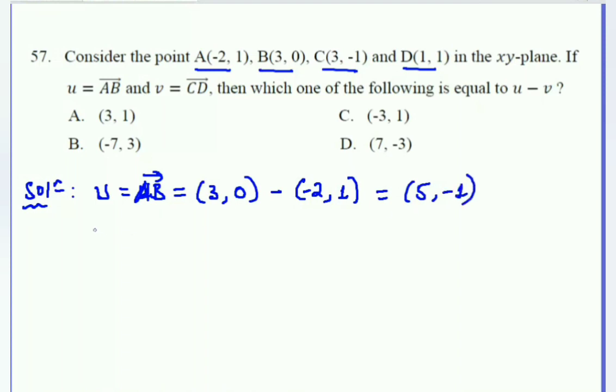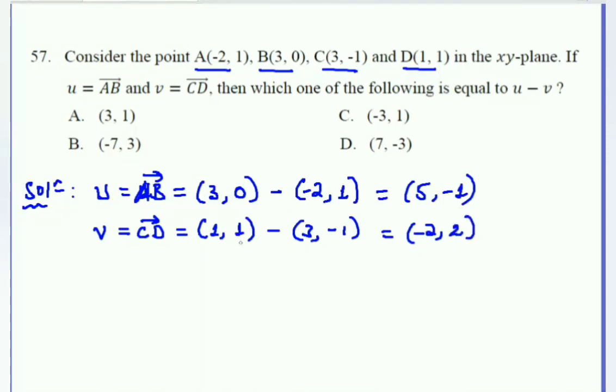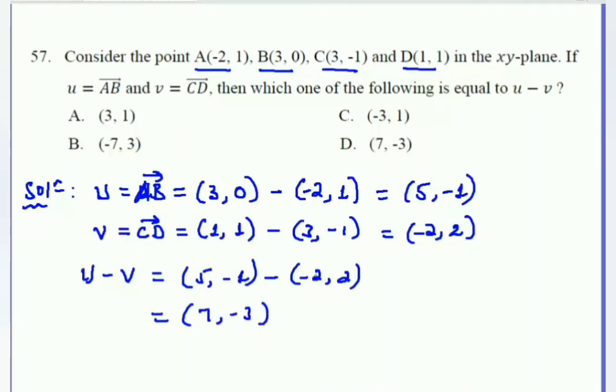minus 1, and vector V is formed by C and D with initial point at C and terminal point at D. So subtract C from D, then vector V is minus 2, positive 2. So U minus V is 5, minus 1 minus 2, 2. Minus of minus 2 is 2. So 5 minus 2 is 7. Minus 1 minus 2 becomes minus 3. Therefore, U minus V is 7, minus 3, which is D.